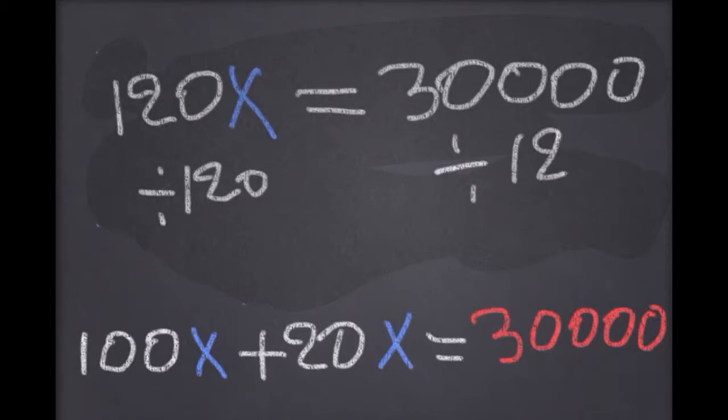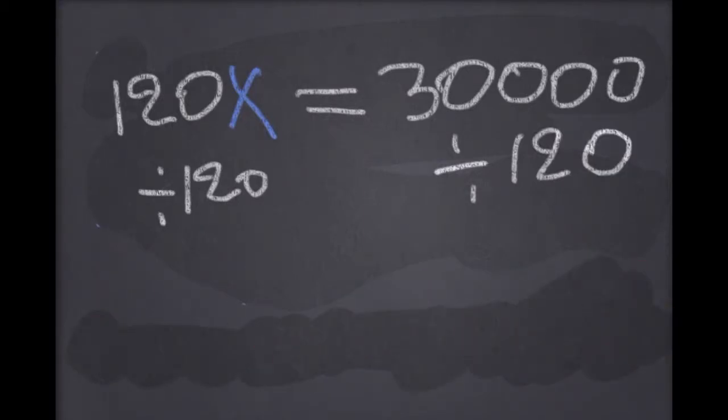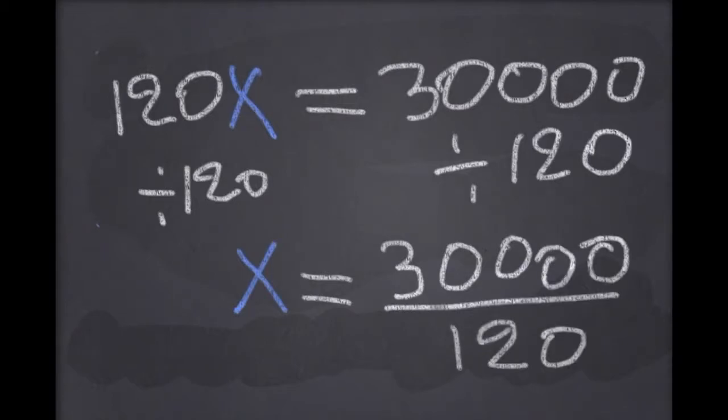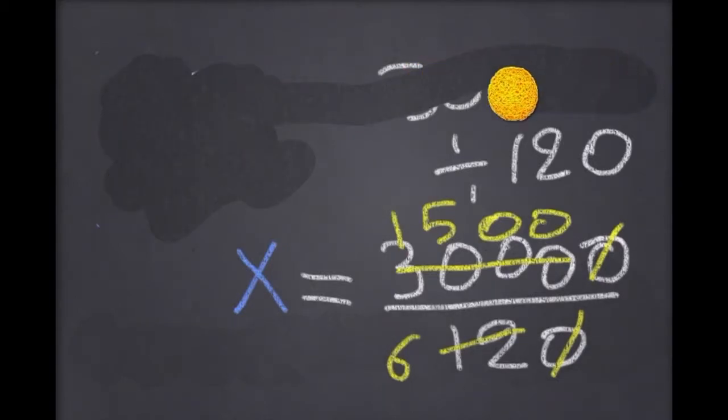As you can see, you get your x. X equals 30,000 divided by 120. Now simplify the 10 and then simplify the 2. So you get 6 and 1,500. Then we do a division of 1,500 by 6.